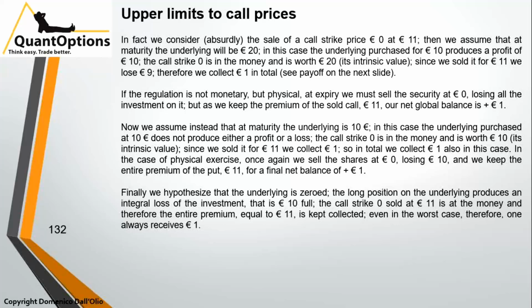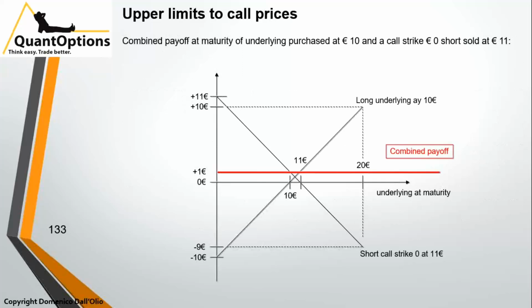The company goes bankrupt. The long position on the underlying produces an integral loss of the investment, so a 10 euros loss. The call strike 0 sold at 11 is at the money, so it is valued 0, and the premium of 11 euros is completely collected. Even in the worst case, therefore, one always receives 1 euro. Let's see it on the chart.